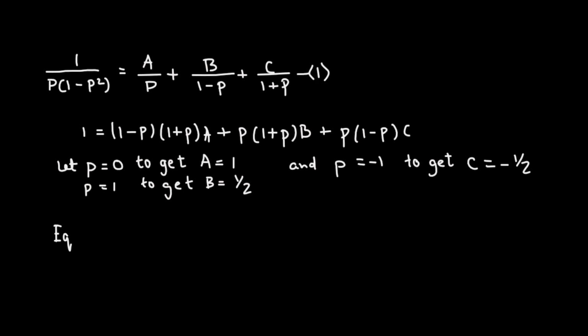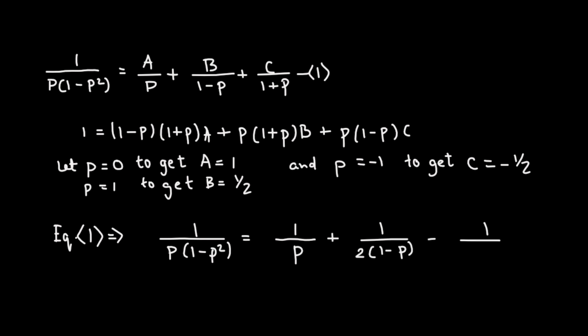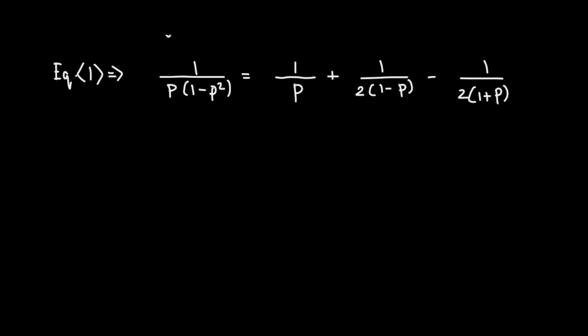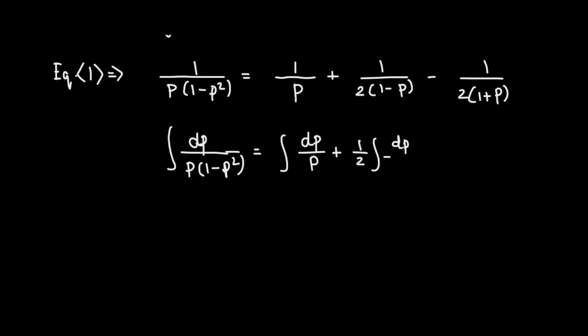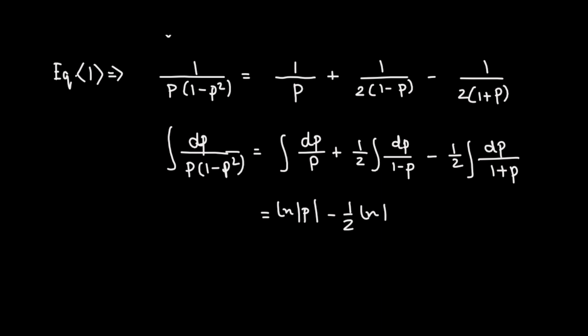The decomposition then becomes 1 over p times (1 minus p squared) equals 1 over p plus 1 over 2 times (1 minus p) minus 1 over 2 times (1 plus p). Integrating both sides with respect to p, we have the integration of dp over p plus half times the integration of dp over 1 minus p minus half of the integration of dp over 1 plus p, such that we get natural log of p minus half of natural log of 1 minus p minus half of natural log of 1 plus p plus the constant of integration C.